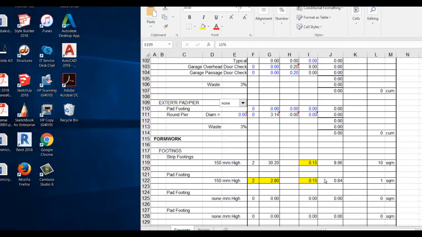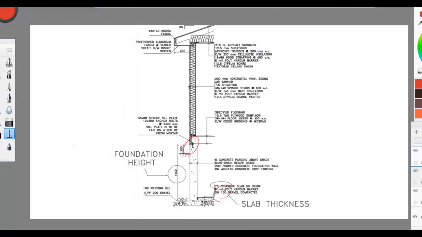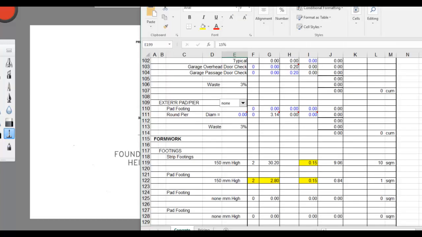Now I'll work on the formwork takeoff for the very same example, and we need to start with the strip footing, and the strip footing will have two sides to it. This will be one side and this is the other side, so this is why it is multiplied by 2. So the entire length for the strip footing is 30.2 and two-sided, and the thickness of the footing is 150 millimeters, which is 0.15 meter. So the total area for the strip footing is 9.06 square meter, round to 10 square meters.